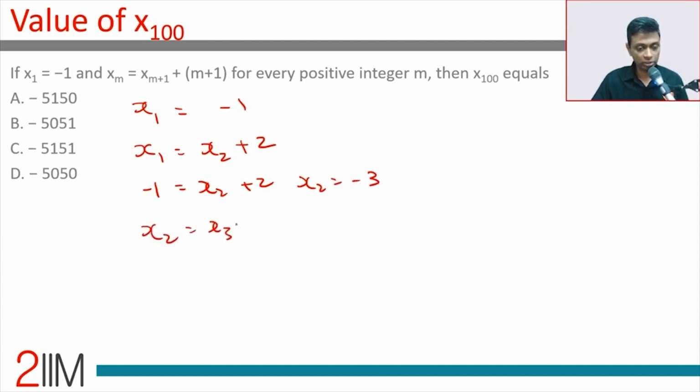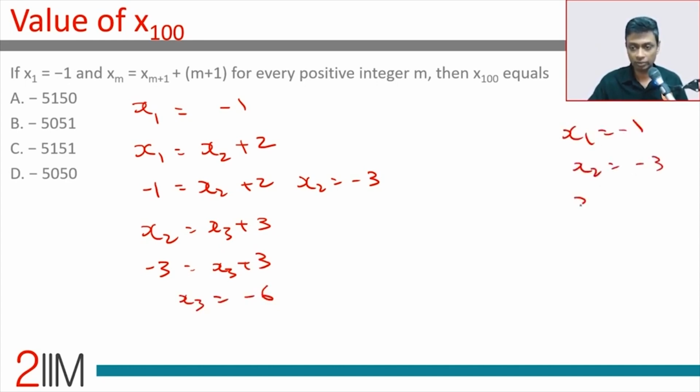x2 is x3 plus 3. Minus 3 is x3 plus 3. x3 is minus 6. x1 is minus 1. x2 is minus 3. x3 is minus 6.